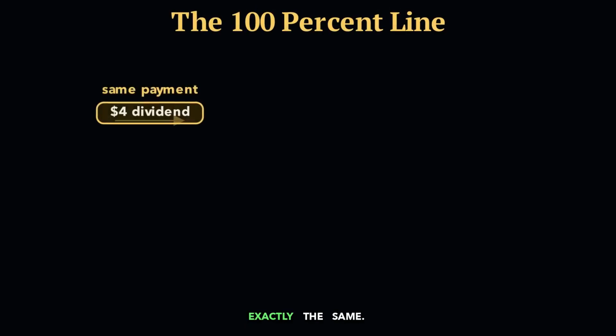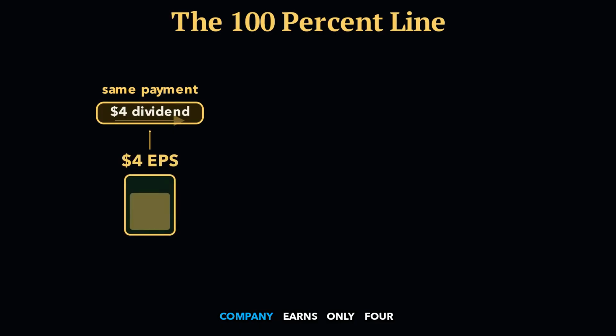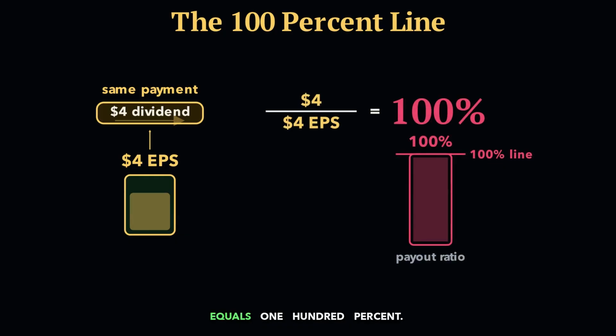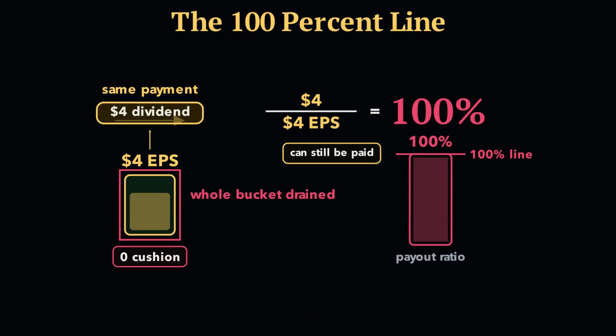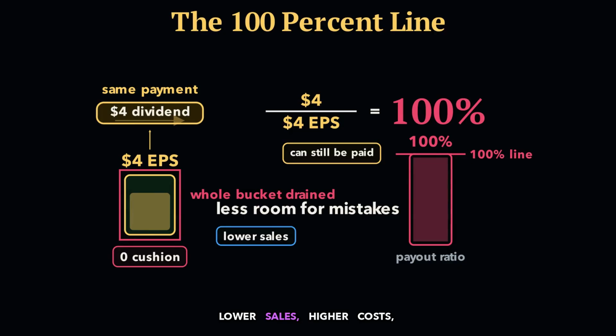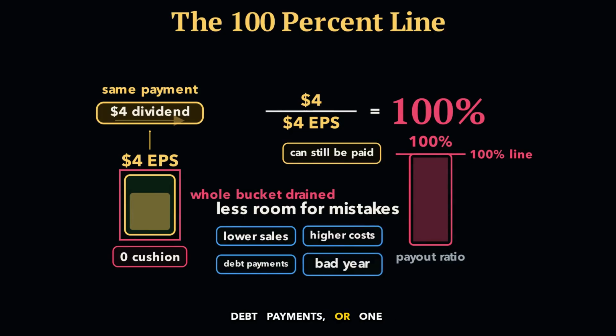Now keep the dividend exactly the same. $4 paid out, but this time the company earns only $4 per share. 4 divided by 4 equals 100%. That means the whole earnings bucket is being drained. There is no cushion. The dividend might still be paid. But now there is less room for mistakes, lower sales, higher costs, debt payments, or 1 bad year.